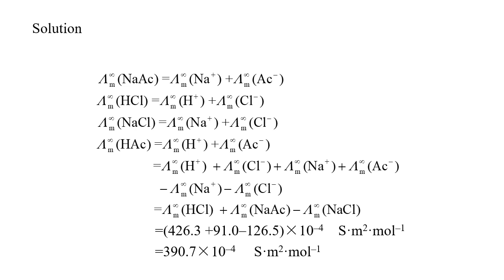And as per the law, what we will do? We will put the values of HCl, add it with the sodium acetate value, and then subtract the sodium chloride value. So finally we will get the molar conductivity of acetic acid at infinite dilution, that is 390.7 × 10 to the power minus 4 Siemens meter square per mole. In this way you can find the molar conductivity at infinite dilution of ammonium hydroxide, barium hydroxide, any weak electrolyte. Only take care of v plus and v minus, meaning the number of cations and number of anions, right?